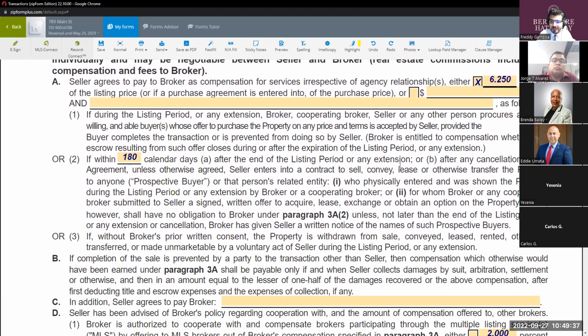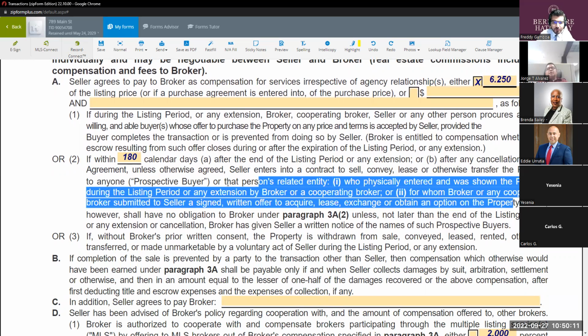any cancellations of this agreement, unless otherwise agreed, seller enters into a contract to sell, convey, lease, or otherwise transfer the property to anyone, a prospective buyer, or that person's related entity who physically entered and was shown the property during the listing period, or any extension by the broker or cooperating broker, or from whom the broker or any cooperating broker submitted to the seller a signed written offer to acquire, lease, exchange, or obtain an option to purchase the property, right? Now, this is key here for you guys, okay?